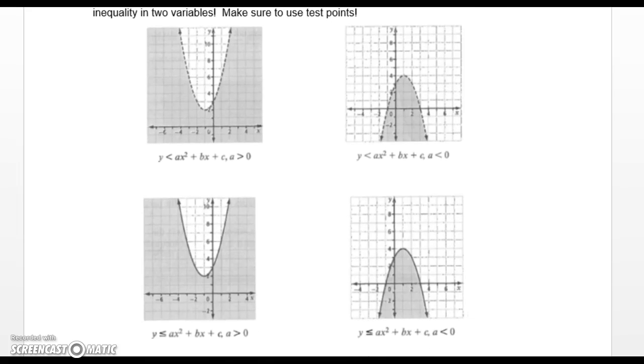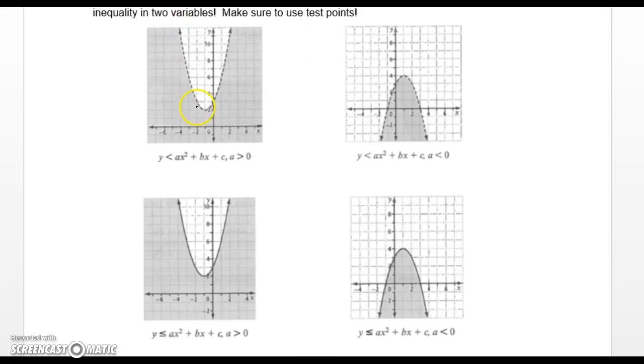So there are quite a few different possible graphs that you can have. And really they just depend on whether or not you're shading above or below your quadratic function and whether or not they have a solid or dashed line. So here are just 4 examples of solutions that we might have when we're graphing quadratic inequalities.